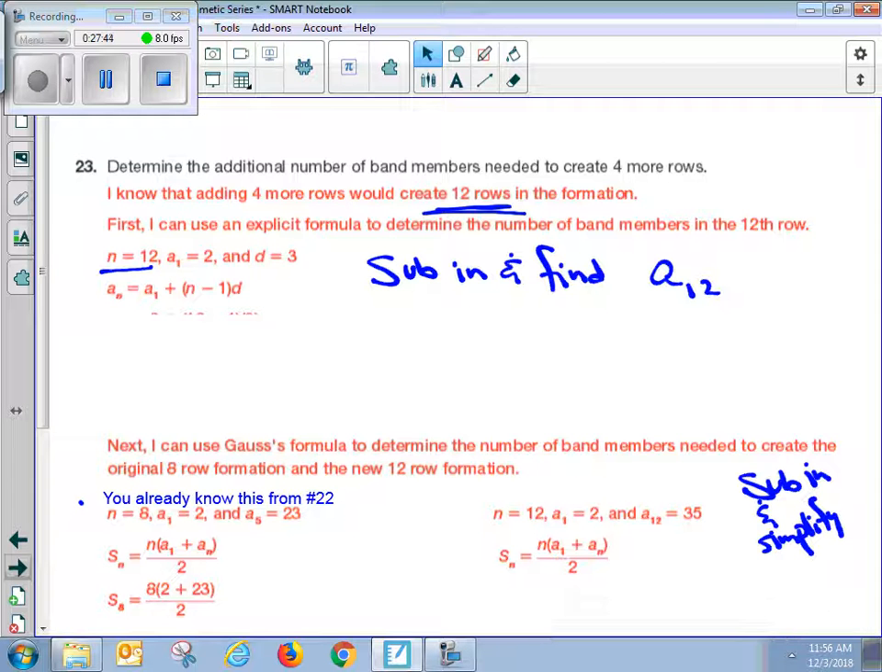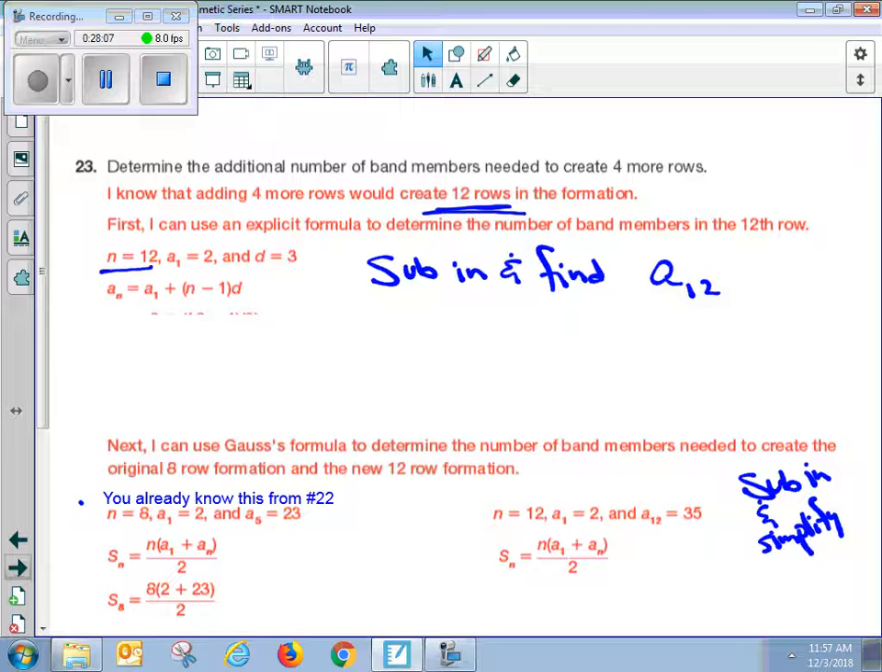Determine, oh, this is going to have more work. Determine the additional number of band numbers needed to create 4 more rows. So without you reading what I've already put up there, I need you to think through what you need to do. So we're going to add 4 more rows. I want everybody to be able to sit down. So basically, I want to know how many more chairs I need.